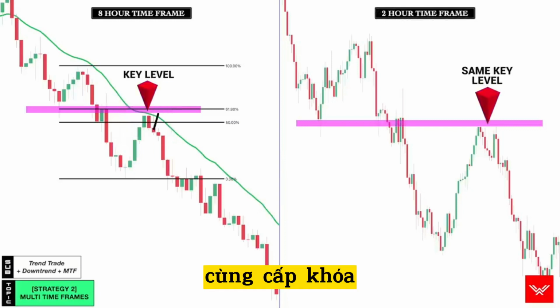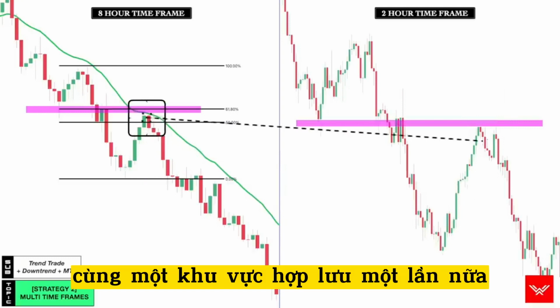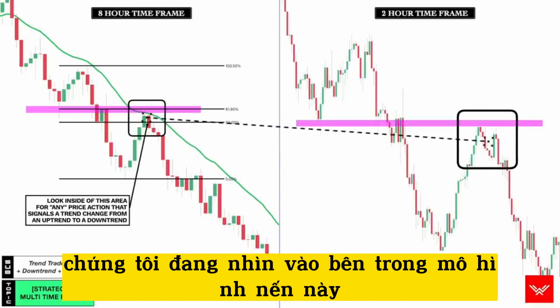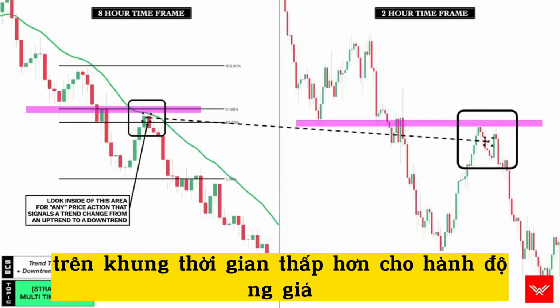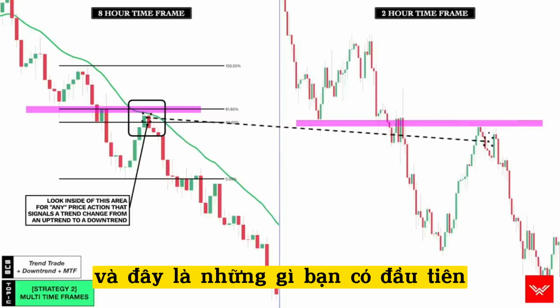Same key level, same pullback, same area of confluence. Again, we were looking inside of this candlestick pattern on the lower time frame for price action that signaled a trend change from an uptrend to a downtrend. And here's what you had.